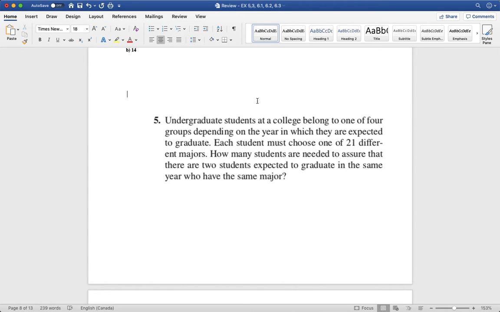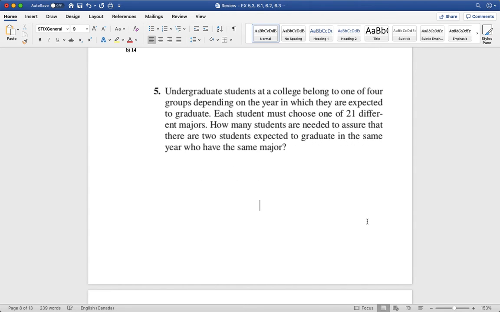Undergraduate students at a college belong to one of 4 groups depending on the year in which they are expected to graduate. Each student must choose one of 21 different majors. How many students are needed to assure that there are 2 students expected to graduate in the same year who have the same major?